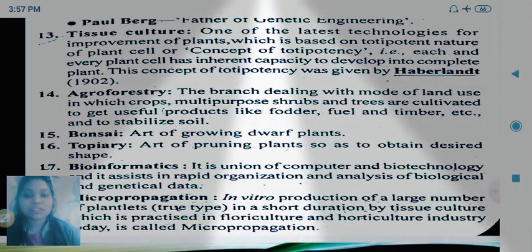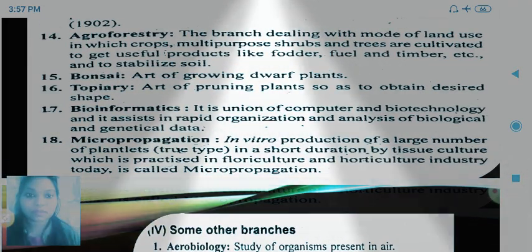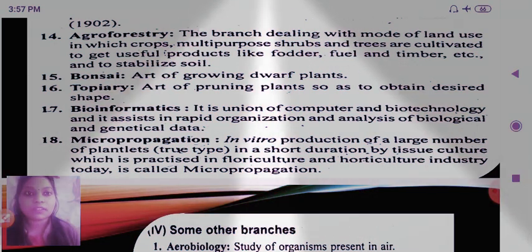In most cases you have already heard about the bonsai. It means the smallest version of angiospermic plants, which we call bonsai. It means the art of growing dwarf plants. You may see in many cases the smallest version of a large tree is known as the bonsai, the art of growing dwarf plants.